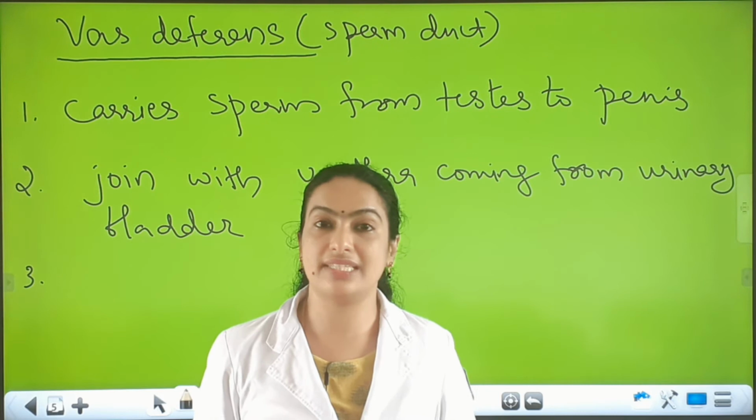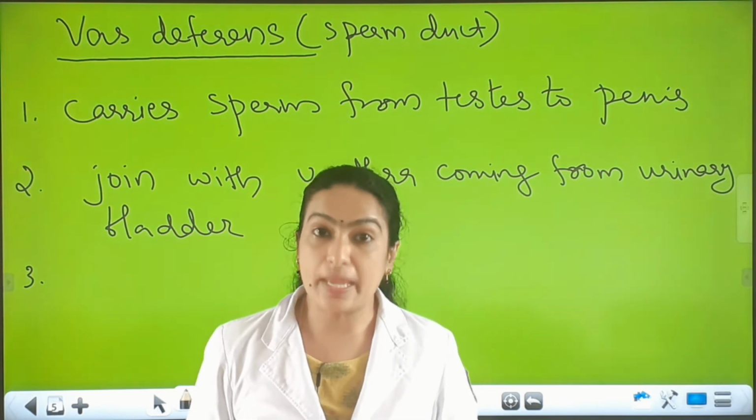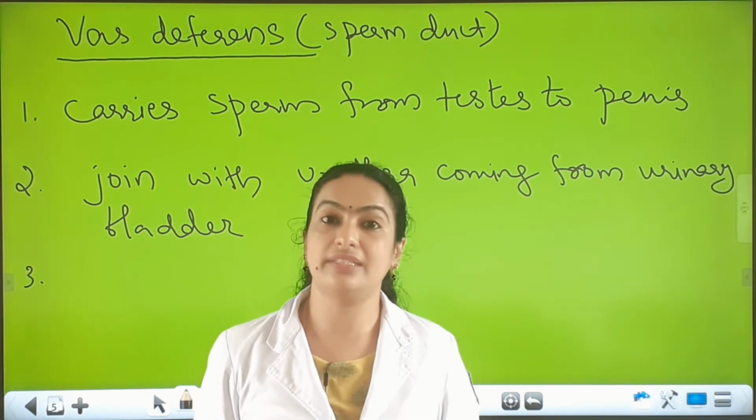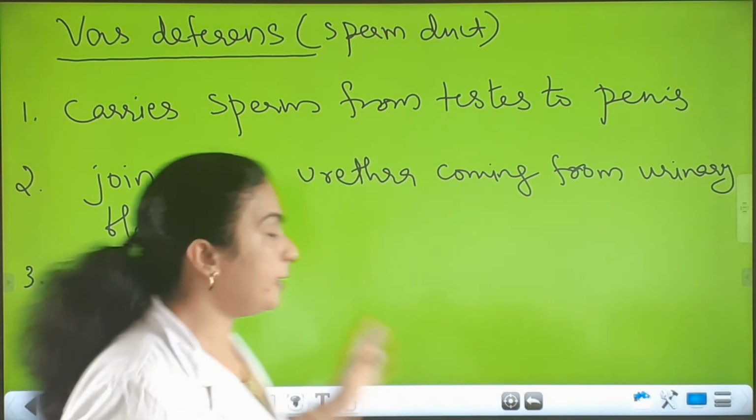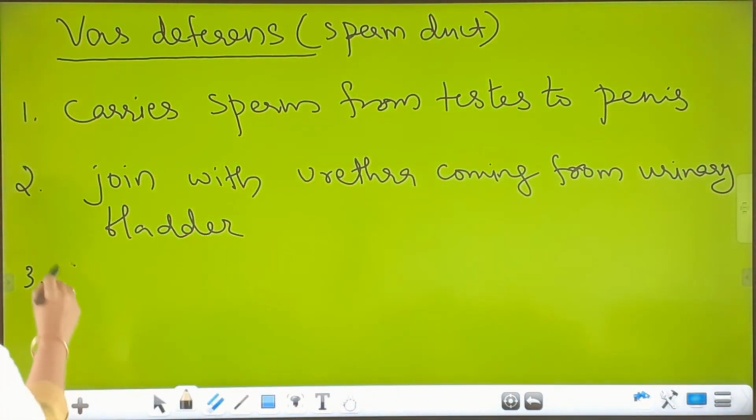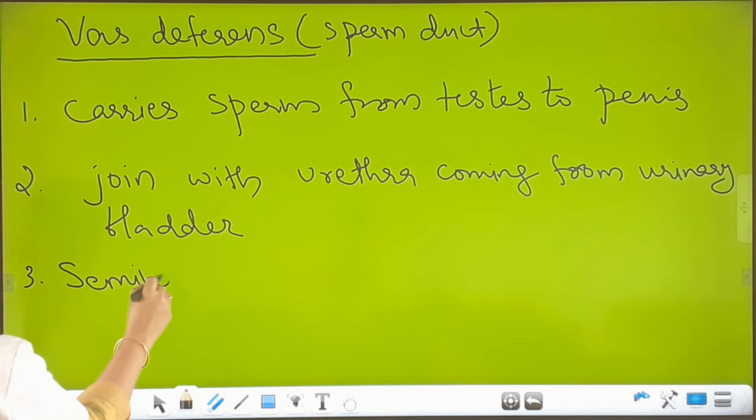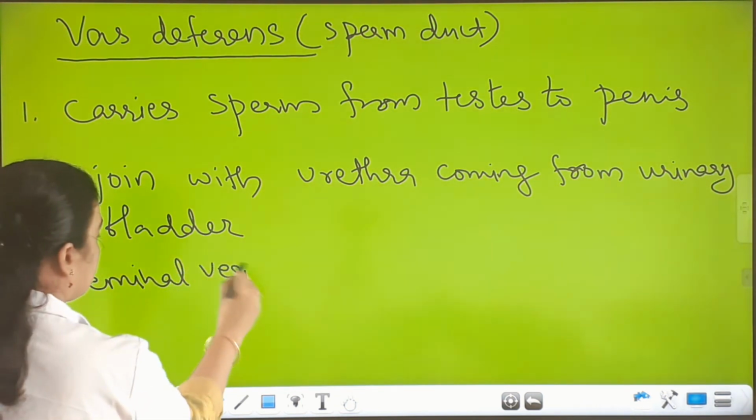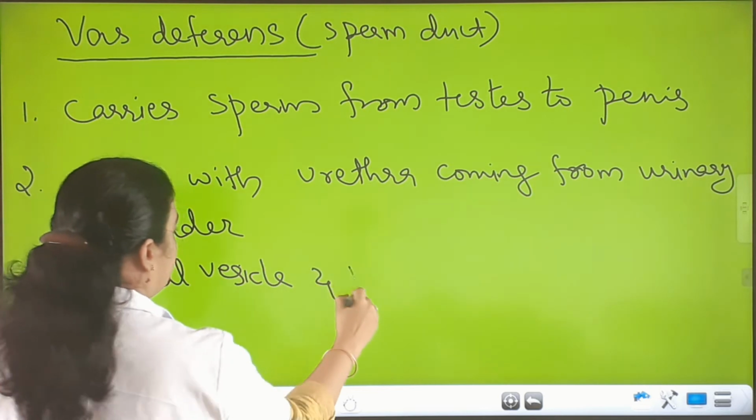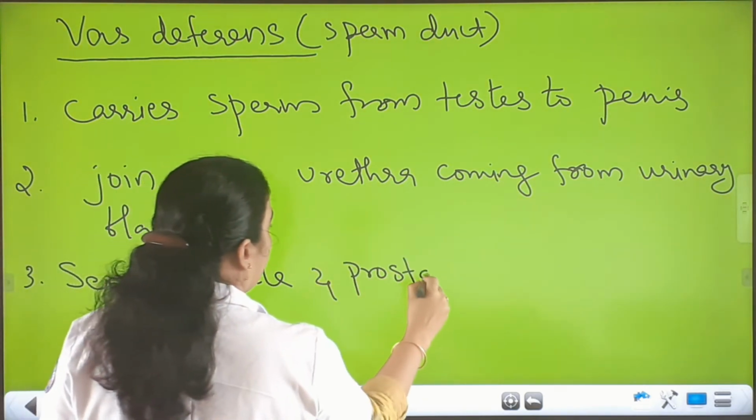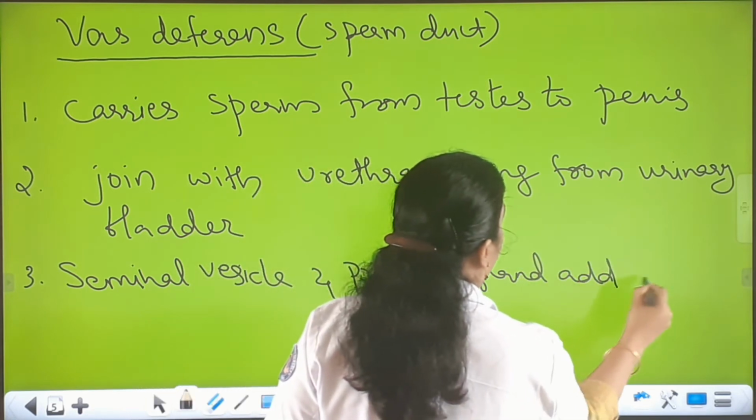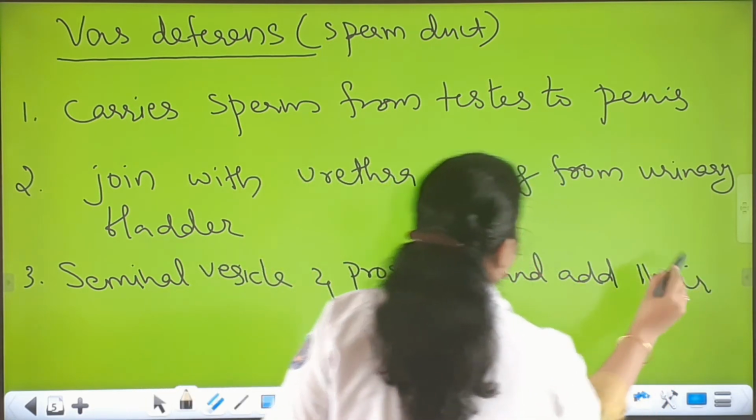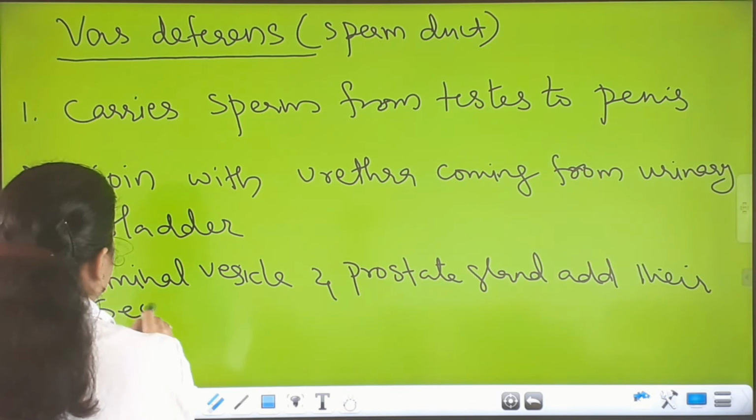Which are the two accessory glands? Seminal vesicles and prostate gland, and their secretions. So here the prostate gland and seminal vesicle, and their secretions.